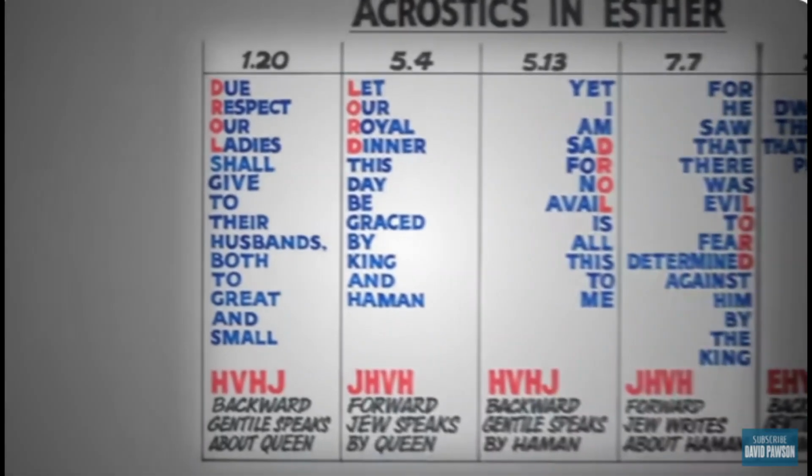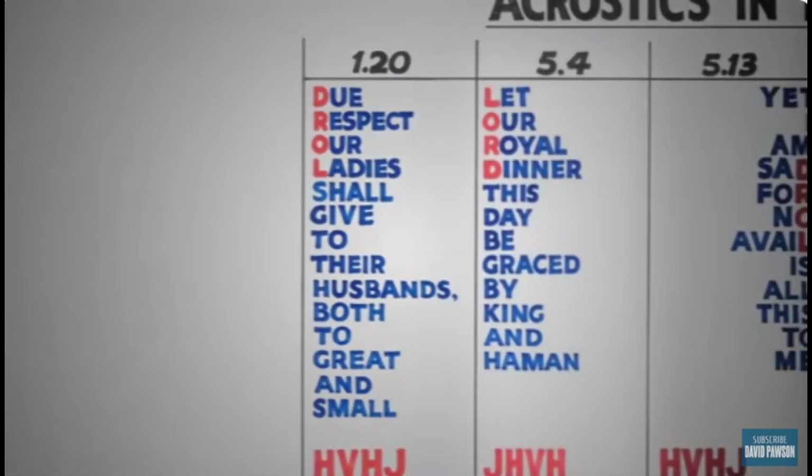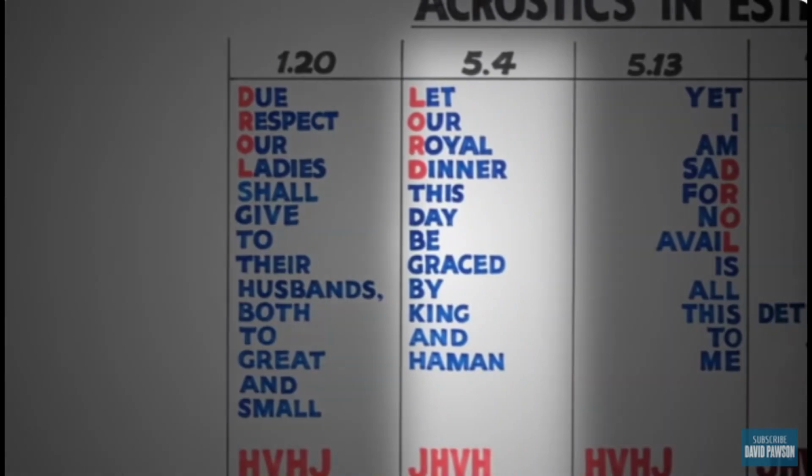Let's take the first, chapter 1, verse 20. Due respect our ladies shall give to their husbands, both great and small. Due respect our ladies, D-R-O-L. That's the word Lord backwards in the initial letters of the first 4 words. Now in the next, chapter 5, verse 4, it's forwards. Let our royal dinner, L-O-R-D.